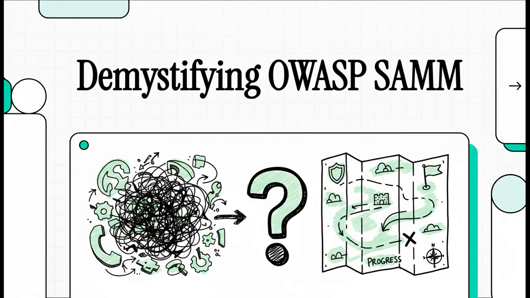Let's be real for a second. We all know software security is a huge deal, but actually doing it? Man, it can feel like total chaos. Your efforts feel kind of random, your teams aren't on the same page, and you have no idea if you're even making progress. But what if there was a map to guide you out of that mess?